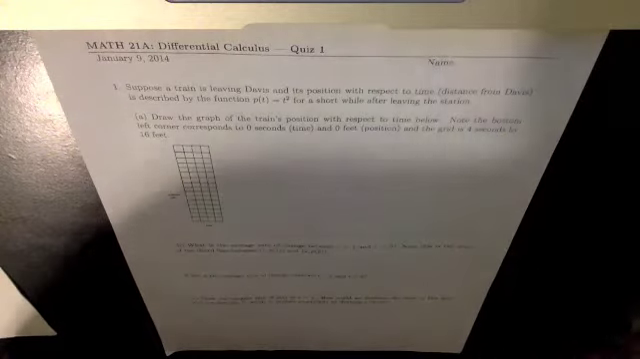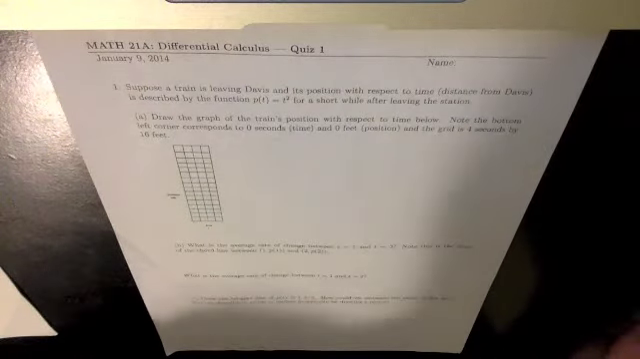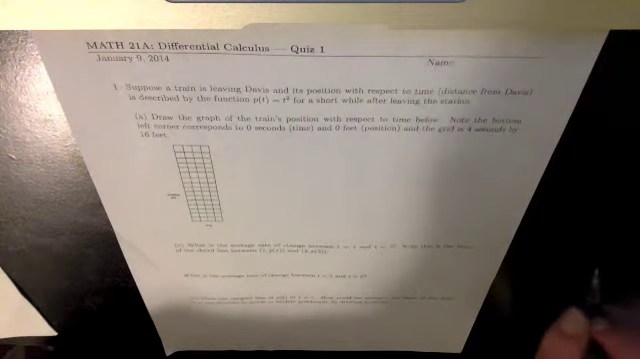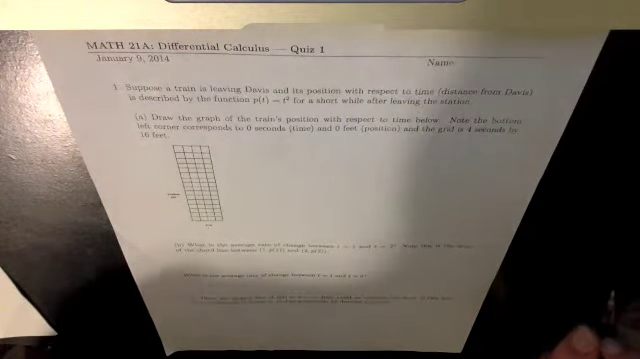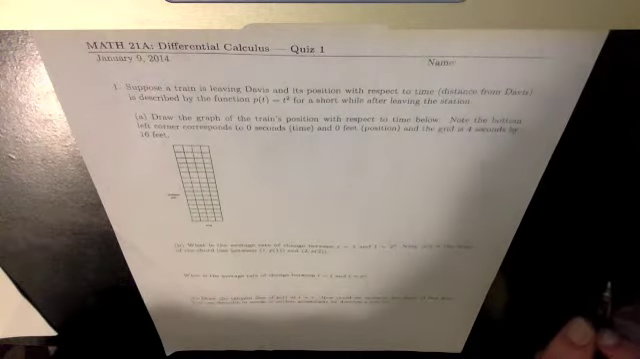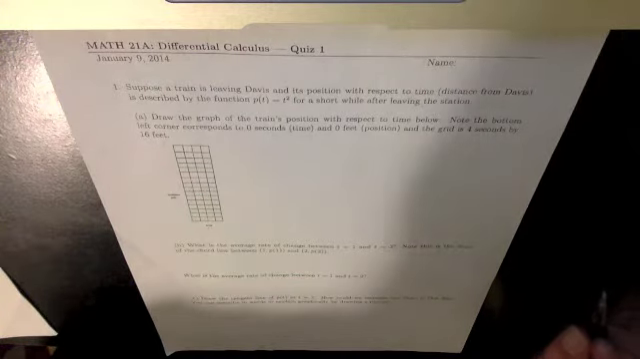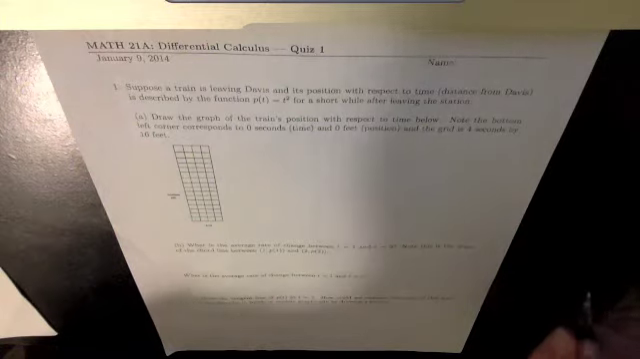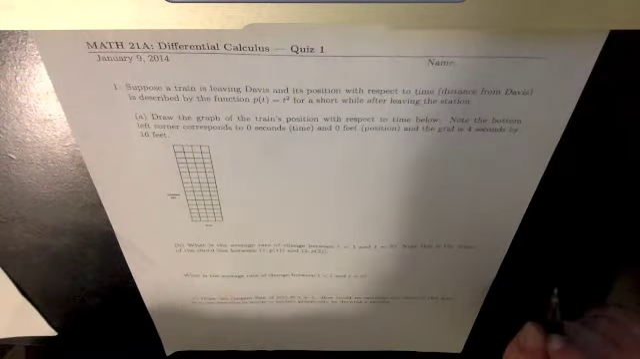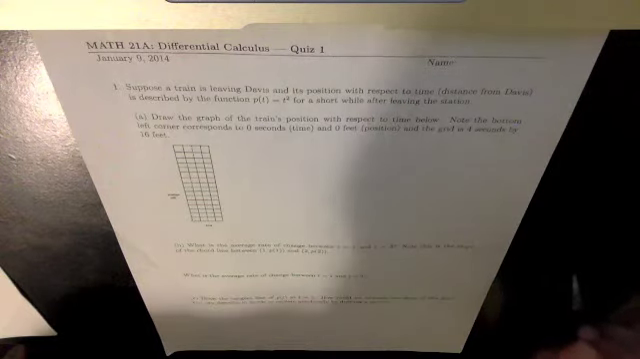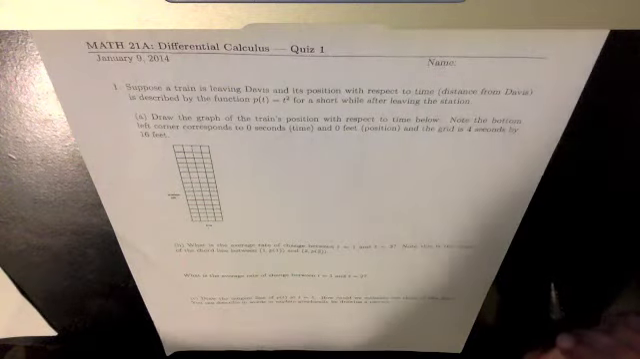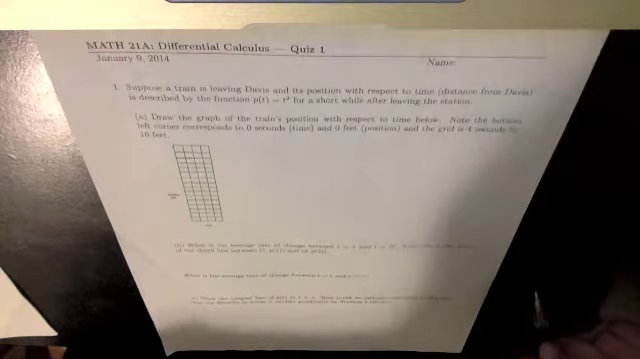The first question reads, suppose a train is leaving Davis and its position with respect to time is described by the function p of t equals t squared for a short while after leaving the station. The first question is really simple. It says, draw the graph of the train's position with respect to time below. Note the bottom left corner corresponds to 0 seconds and 0 feet, and the grid is 4 seconds by 16 feet.